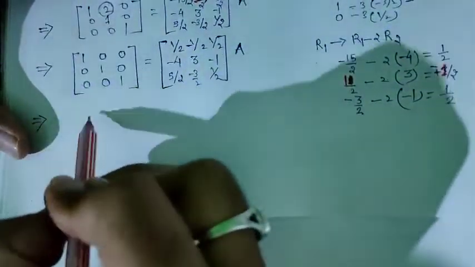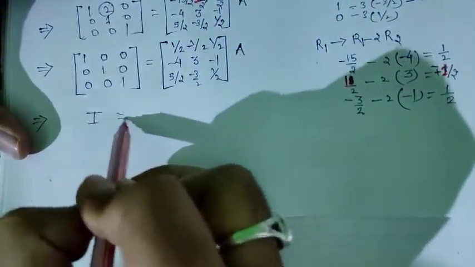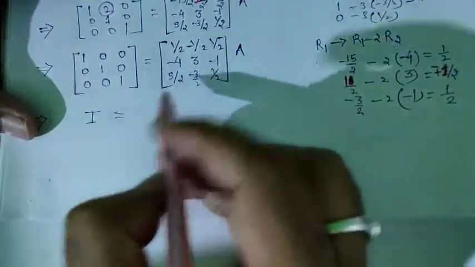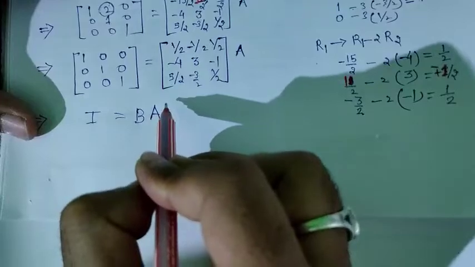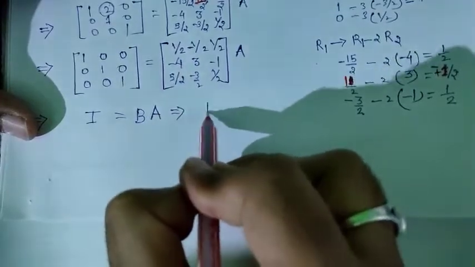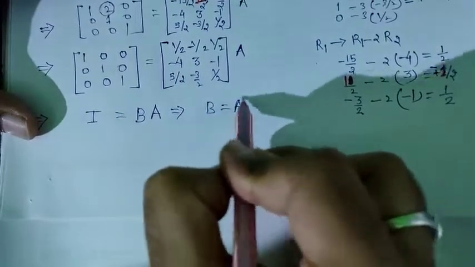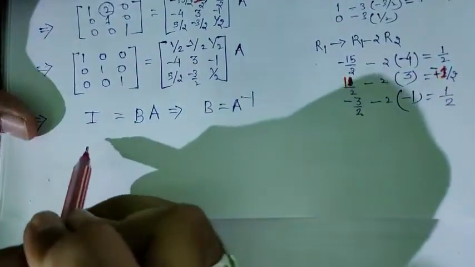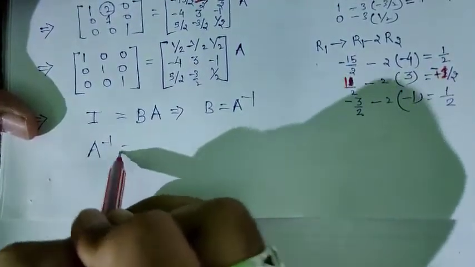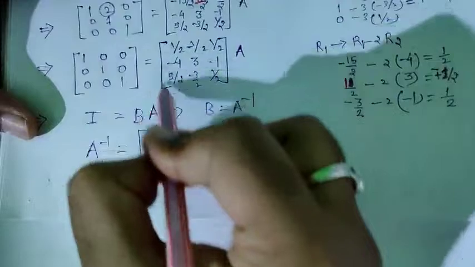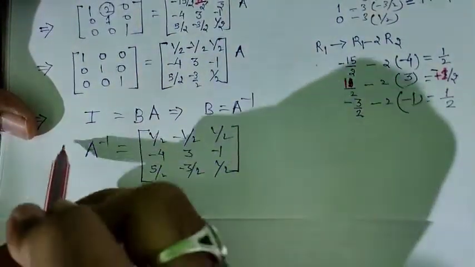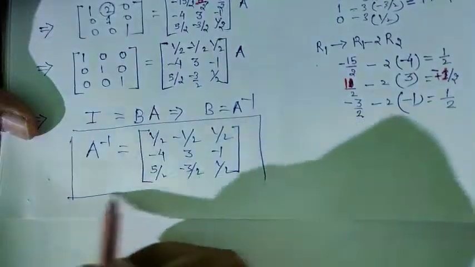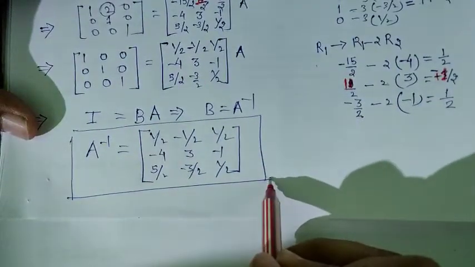Now we can say this is the identity matrix, and this we'll say is B A, and it means B is the inverse of A. So A inverse we have got, that is this matrix. This is the required matrix, the inverse of A.